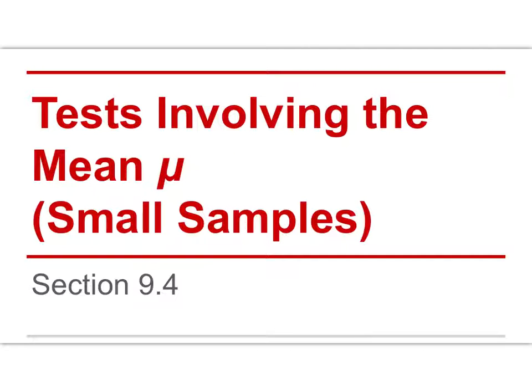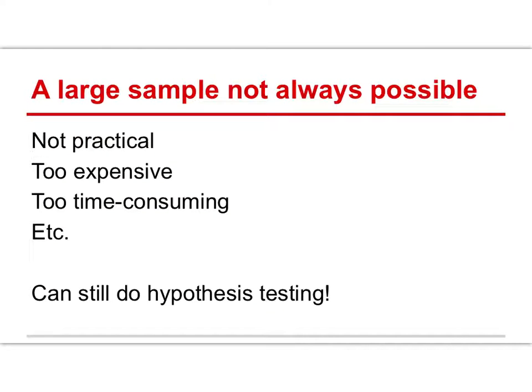Previously, we had looked at section 9.2, which was tests involving the mean for a large sample. Today's lesson is how this method is changed when we are looking at a small sample. And why would we have to worry about a small sample? Let's just get more data.